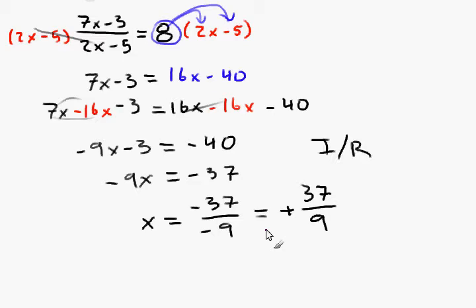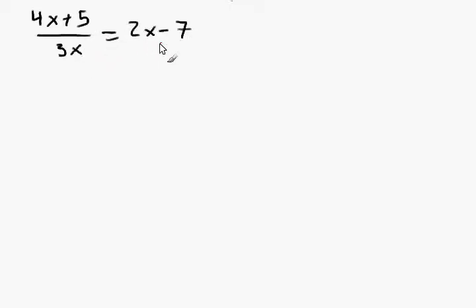Let's look at another equation. I want this one to be a little bit different. I want 4x plus 5 divided by 3x to be equal to 2x minus 7. We need to get rid of this 3x. Got to get it out of the denominator. So we're going to multiply both sides of this equation by 3x.